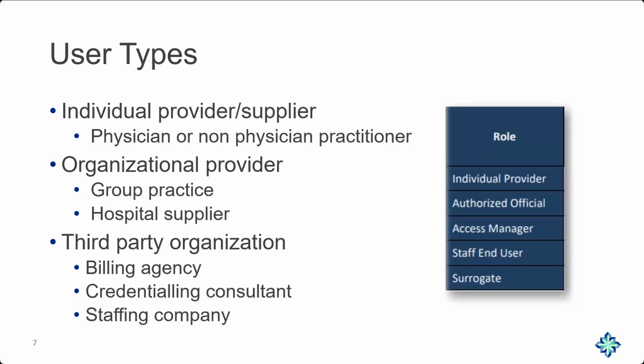So we'll start with individual provider or supplier. This one's really straightforward. This is the provider that is going to be billing for Medicare. This is going to be the physician or that non-physician practitioner who holds that MPI and is actually providing those services. Now, even when someone is acting on their behalf, these physicians or non-physician practitioners are going to have a user ID and password inside of I&A, even if they are not submitting their own applications.